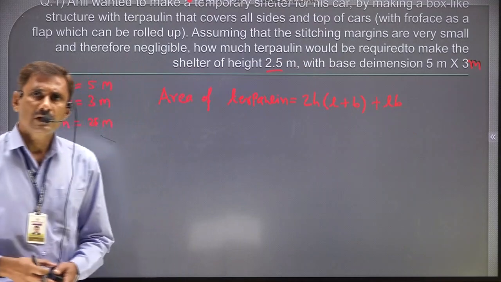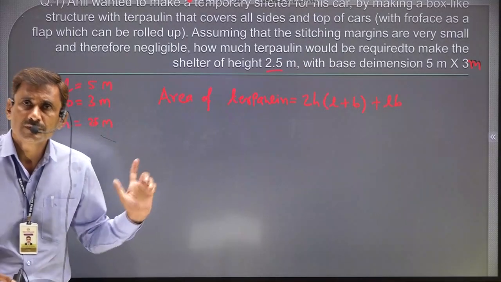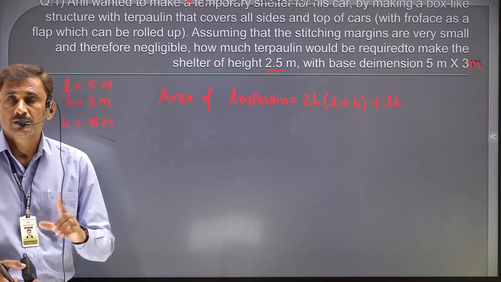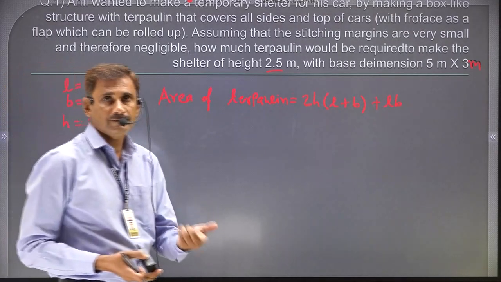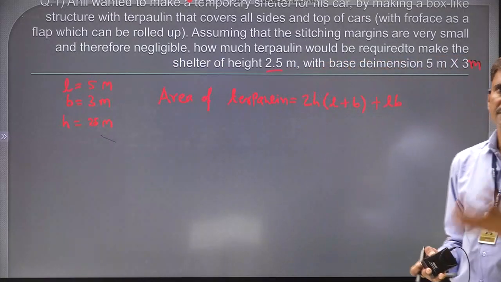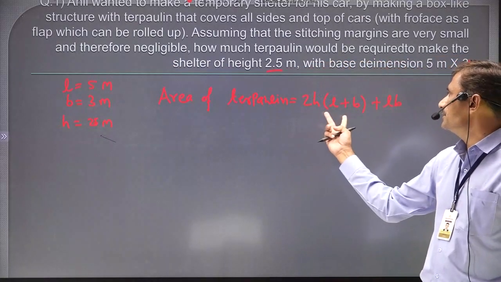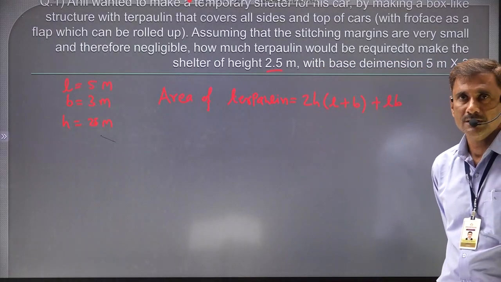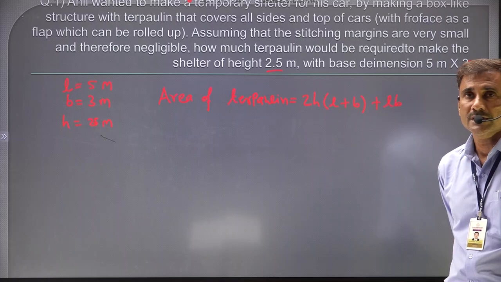Okay, so now just put all the values here. Understand the formula first of all. Here again I am telling everything: not LSA, not TSA, because it is something in between. So we used LSA here, then L into B is added only. The bottom is not included here.